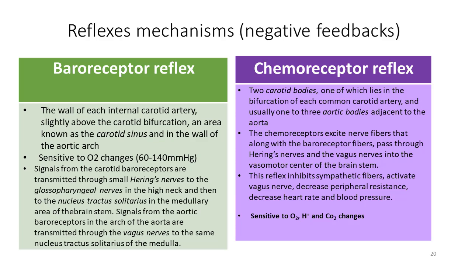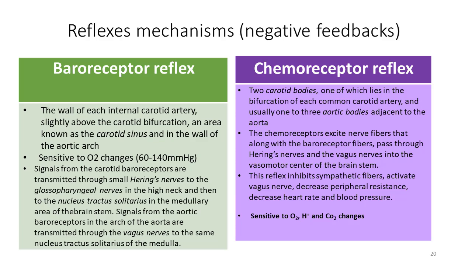Signals from the carotid baroreceptors are transmitted through small Hering's nerves to the glossopharyngeal nerves in the high neck, and then to the nucleus tractus solitarius in the medullary area of the brainstem. Signals from the aortic baroreceptors in the arch of the aorta are transmitted through the vagus nerve to the same nucleus solitarius of the medulla.